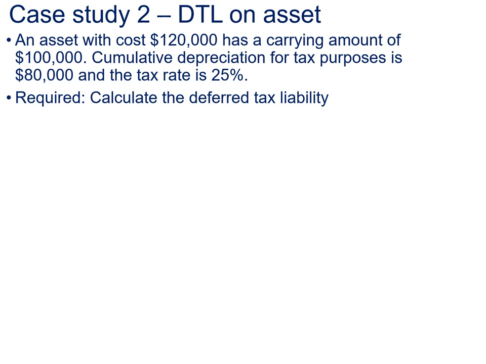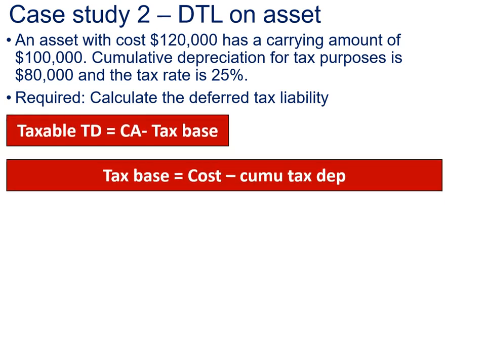Remember, we've not been told that our tax base is 80,000. They say that our cumulative depreciation for tax purposes is 80,000. That means that we've already written off 80,000 of the 120,000 cost. And therefore, our tax base is 120,000 minus 80,000, which gives us 40,000. So carrying amount 100,000, tax base 40,000, multiplied by the tax rate of 25%. If you take 100 minus 40, it gives you 60,000, multiplied by 25% will give you the amount.